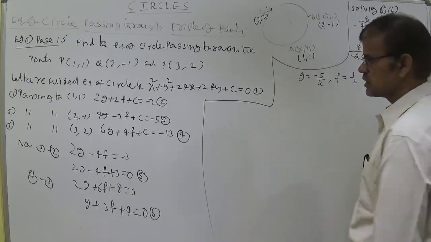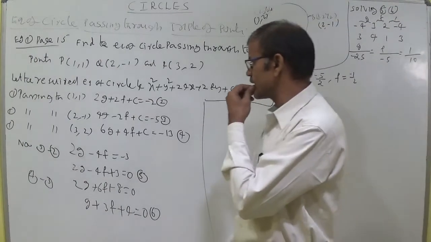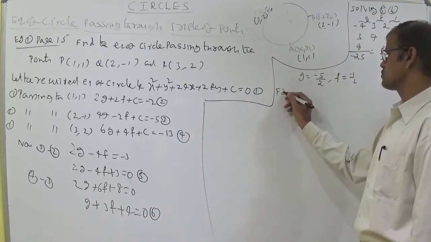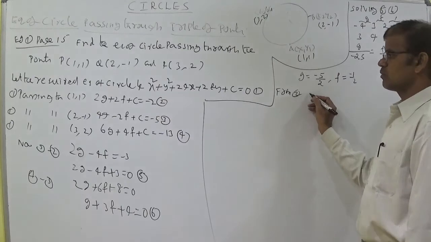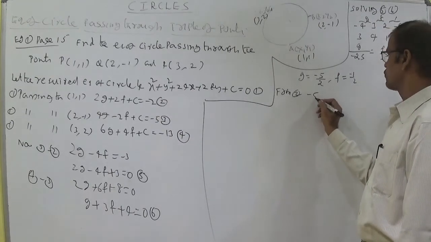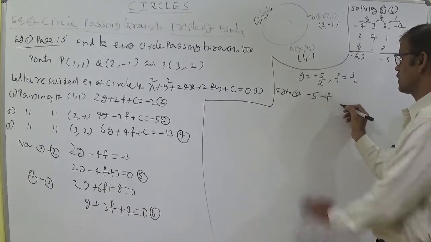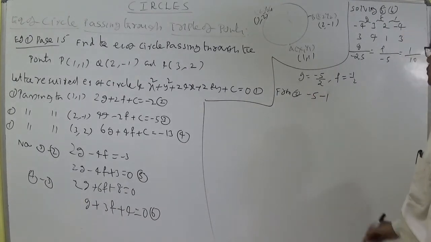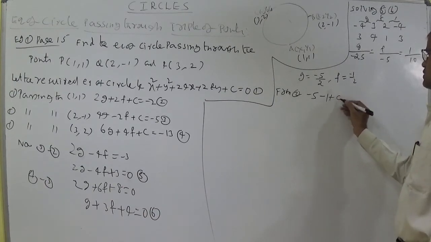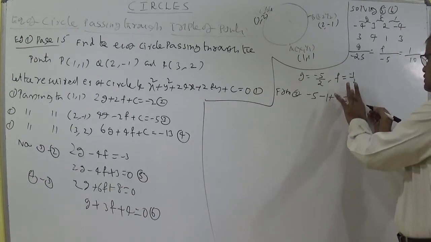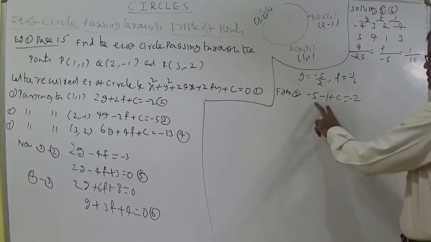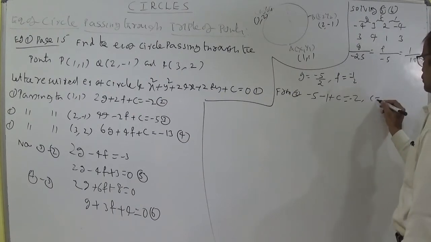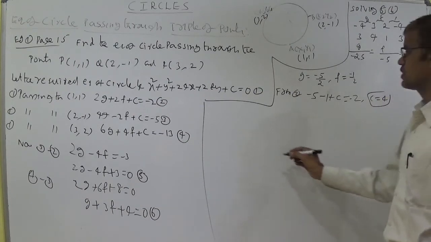So using this g and f you can get the value of c. From 2, 2g so minus 5 you write, 2f so minus 1 you write. 2g means minus 5 and 2f it is minus 1, plus c is equal to minus 2. So this is minus 6 plus c is equal to minus 2. 6 minus 2 taken to the other side, 4. So c is equal to 4 you get.